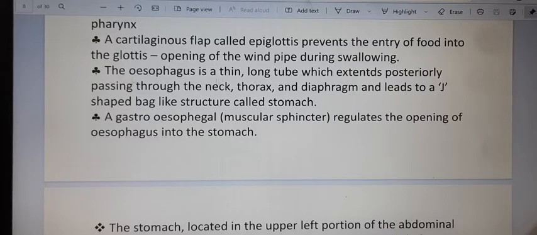Then the esophagus is a thin long tube which extends posteriorly, passing through the neck, thorax and diaphragm, and leads to a J-shaped bag-like structure called the stomach. Then a gastroesophageal sphincter, a muscular sphincter, regulates the opening of the esophagus into the stomach.